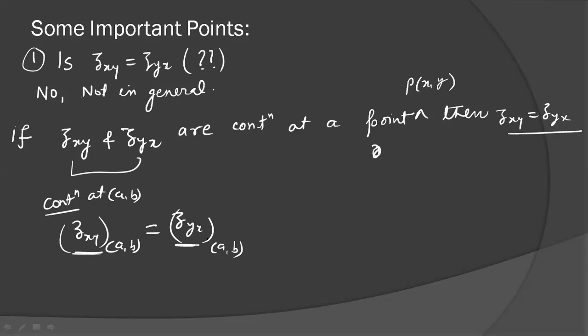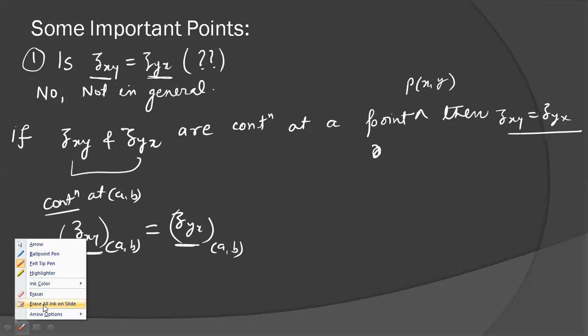What is the meaning of continuity here? If you differentiate with respect to y, then with respect to x, you will get again a function of xy which must be continuous at the given point. How to check the continuity? That is a topic for you. You try to finish it from any good book. You can take Jain and Iyengar's book, or I will discuss it in complex analysis also. We have some other important points. So if these are continuous at a given point, then these two will be equal. This is an important point for GATE questions.